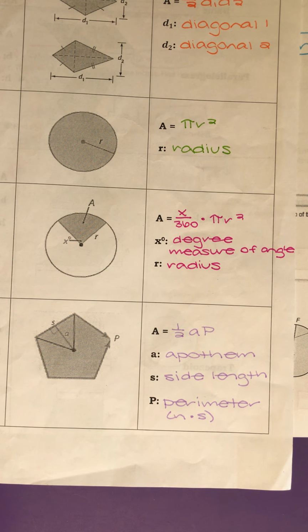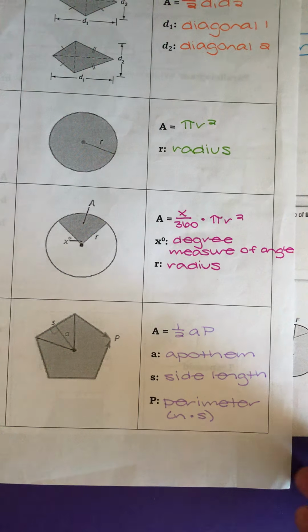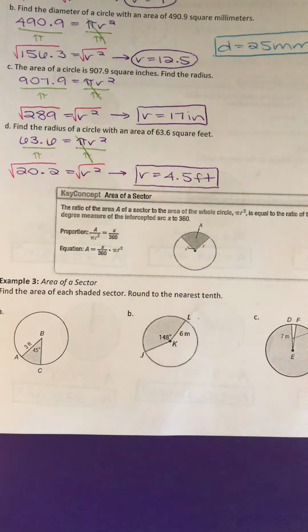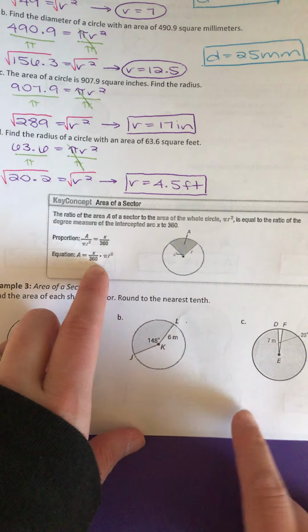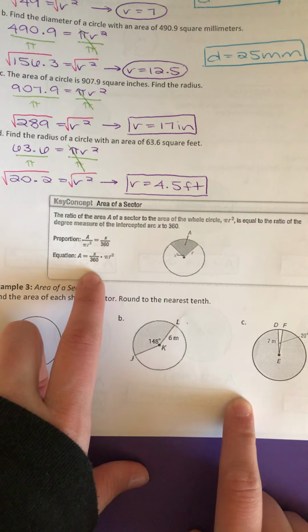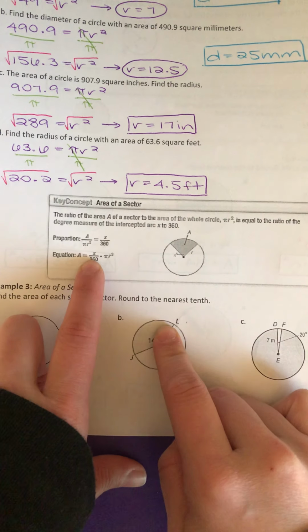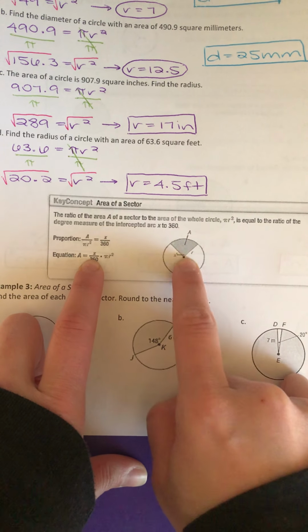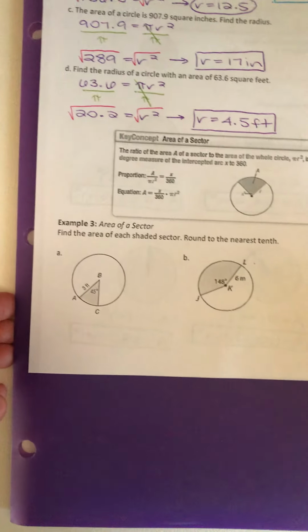So what a sector is, if you think of an entire pizza or a pie or a cake, anything round, a sector is just a piece of that. So like a piece of pizza or a piece of pie or a piece of cake. This formula is also listed right here on your formula sheet, x divided by 360 times pi r squared. That 360 is your entire circle, so the x is how much, what that degree measure is out of the entire 360. So let's get started.